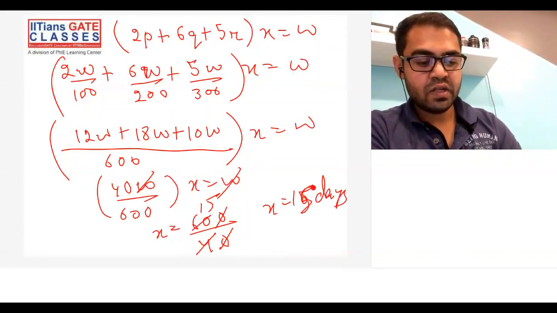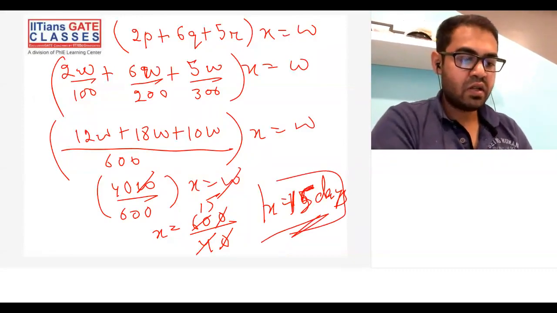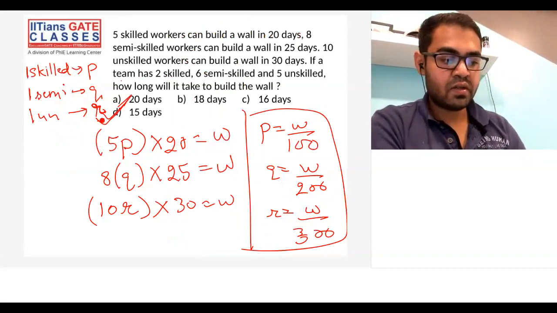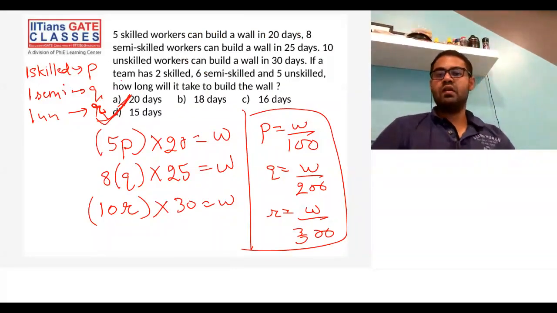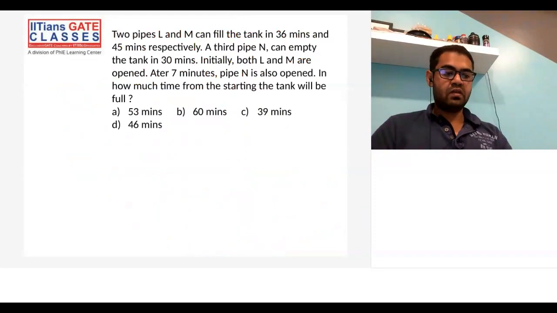So combined they are taking 15 days to complete the given work. So option D is correct, 15 days. I hope this question was clear to everyone. So let's see some other question.